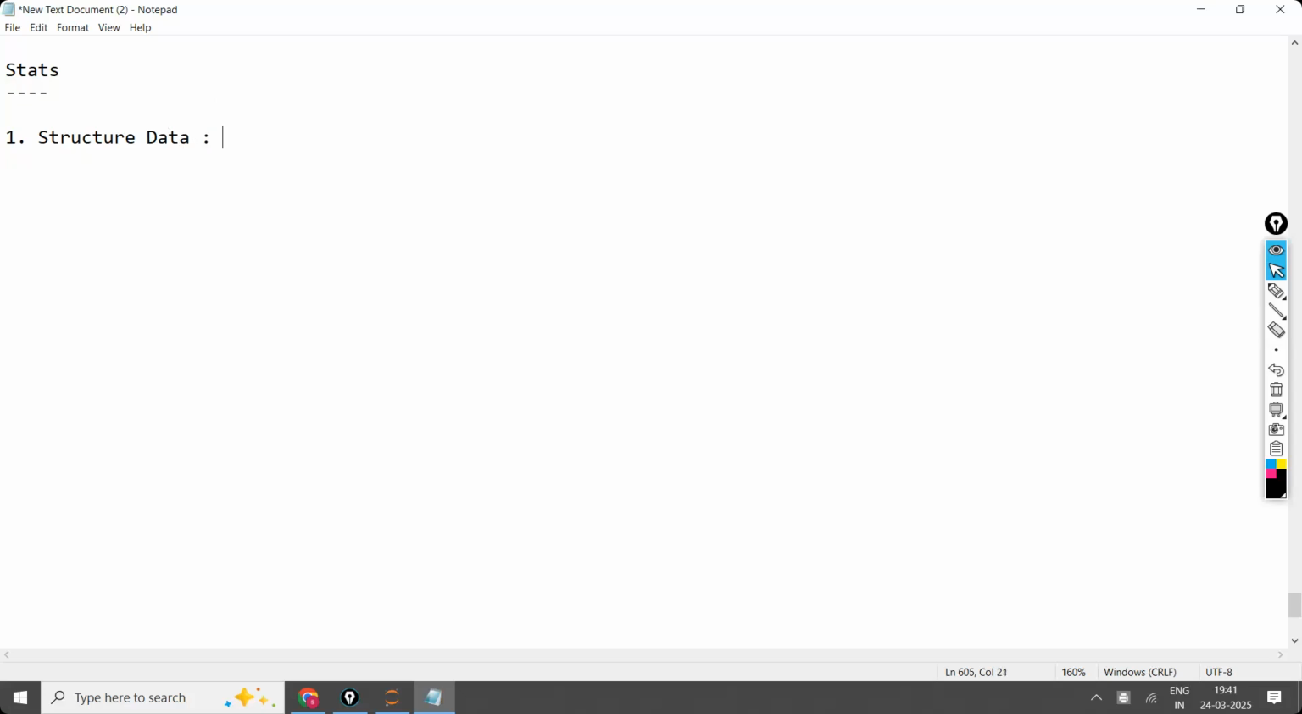In structured data, each column name is called a variable. Inside that variable, based on the values, the data type of the variable will be decided. The data type of a variable is decided based on the values inside the variable, meaning inside the column.